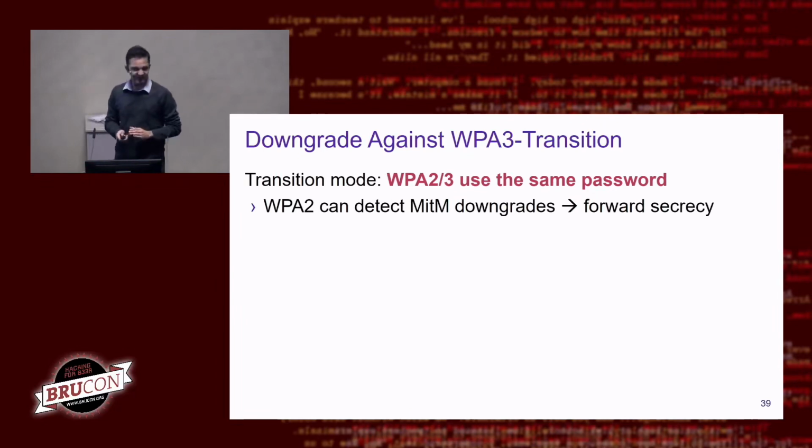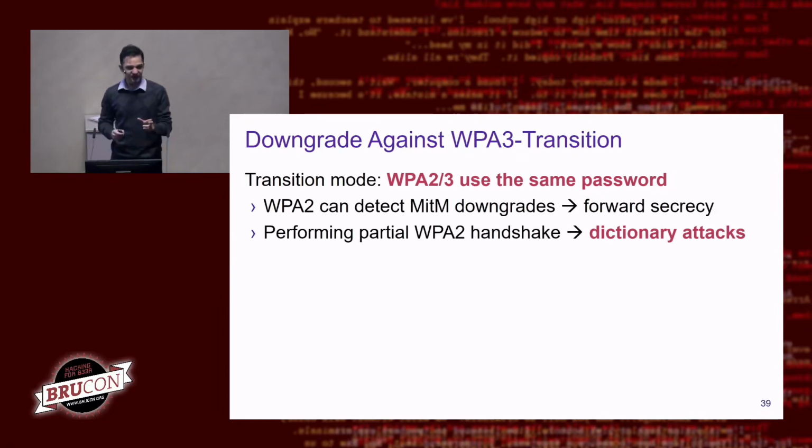Unfortunately, there is a big problem with this though, and this is that even though when we perform this downgrade attack, the WPA2 handshake would be aborted, the partial WPA2 handshake that is executed is enough to perform an old school dictionary attack against WPA2. So if you configure your network to work in WPA3 transition mode, this means that an adversary can still downgrade your clients into using WPA2. The client will eventually abort the handshake, but the adversary will have enough information to still do a dictionary attack.